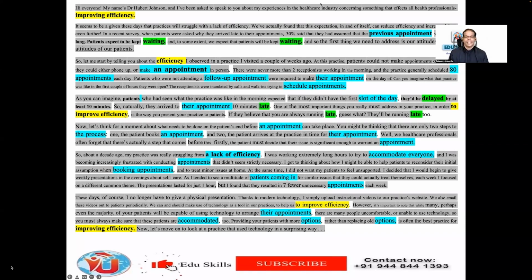23. 23 times in such a small audio. The same thing will happen in your reading as well. Reading part C, you will have this. So the main idea is improving efficiency in the healthcare sector. The controlling idea, we call it. The specific area focused on in this audio is appointment.